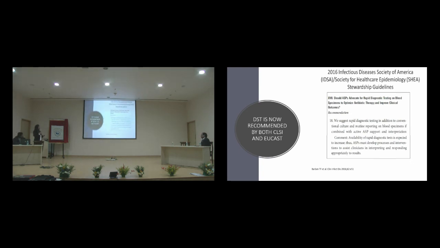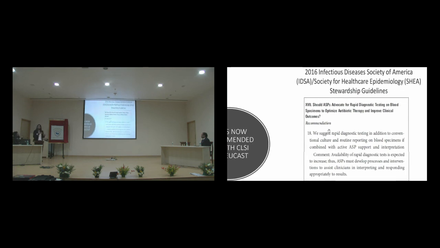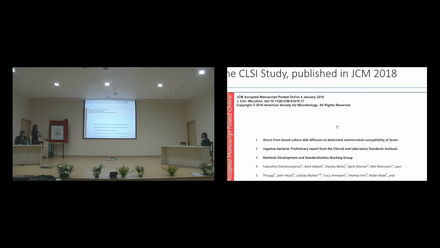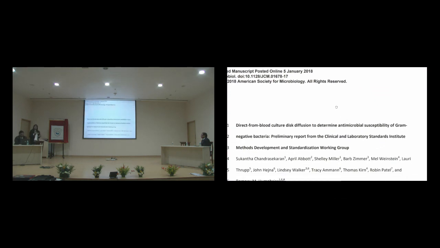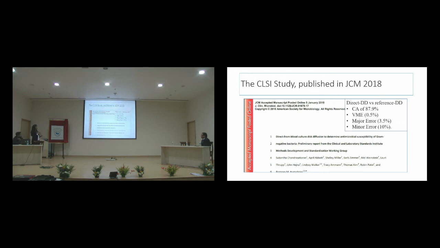Next, coming to direct susceptibility testing from blood culture. This is the IDSA recommendation, which also emphasizes doing direct antimicrobial susceptibility testing from blood culture samples for better clinical outcome. This is the CLSI study published in JCM in 2018, a study from the direct blood culture broth. They used two different types of blood culture bottles and evaluated various errors encountered. This is the report of direct distribution versus reference distribution. Direct distribution is done from the blood culture broth. Reference distribution is the one done from the colony at 0.5 McFarland.